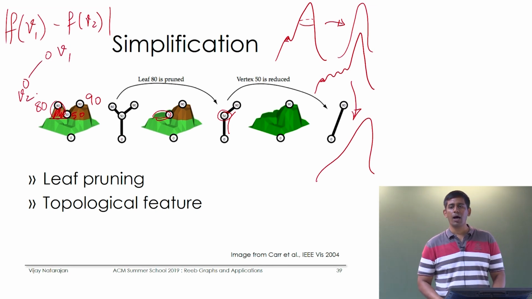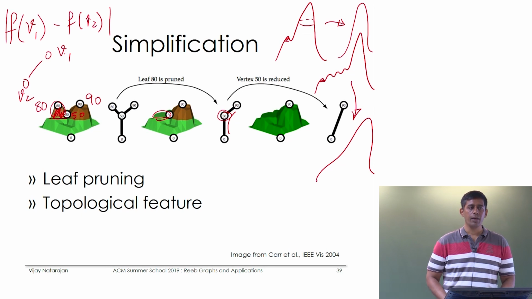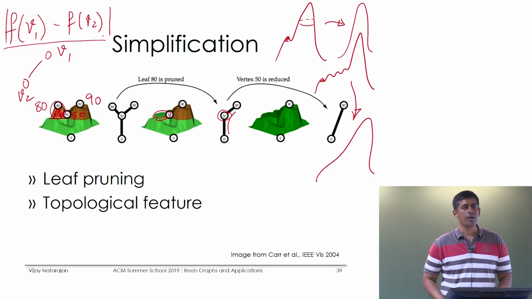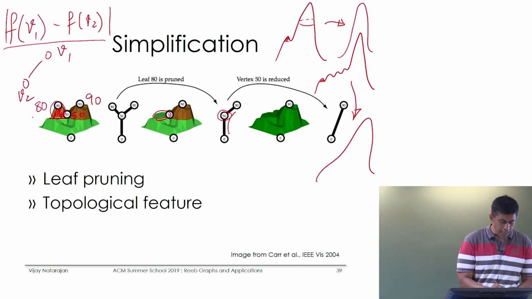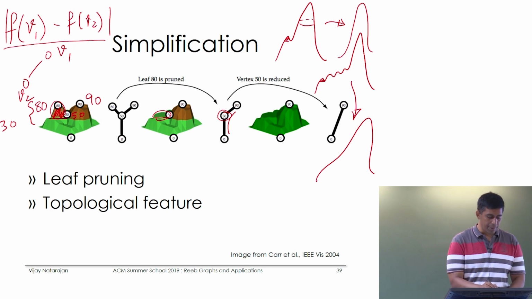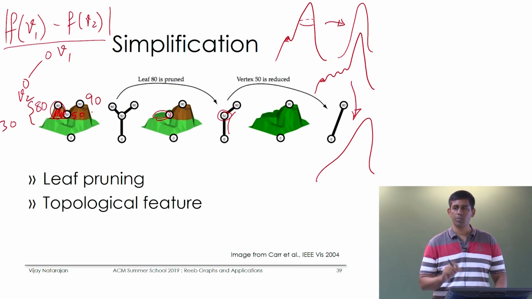If V1, V2 is the arc that I am removing, the leaf, if V1 is a leaf and I am pruning it, this is the cost associated with this arc. So, the difference in function value. So, in this case, this will be 80 minus 50, which is 30, and I will prefer to remove this as compared to this guy, because this will be 40, 90 minus 50 will be larger. So, I remove the smaller one. Does that make sense?